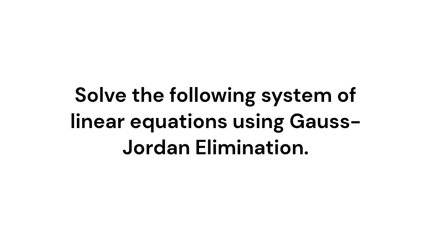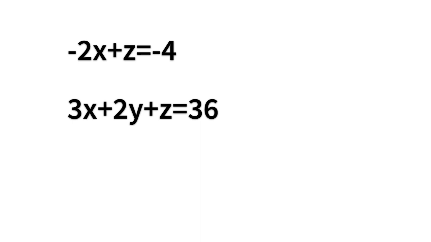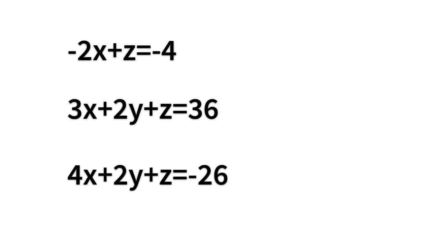So let's walk through an example. I'll be using my own created problem from a previous part of the final project to demonstrate. So this is my created problem. Solve the following system of linear equations using Gauss-Jordan elimination: negative 2x plus z equals negative 4, 3x plus 2y plus z equals 36, and 4x plus 2y plus z equals negative 28.